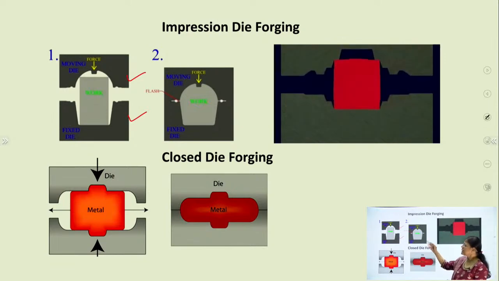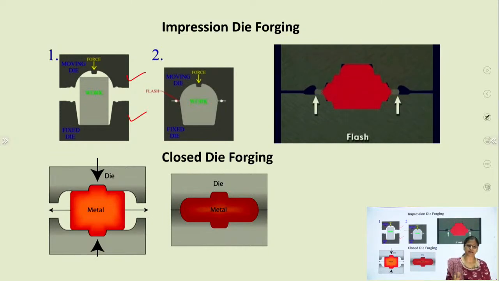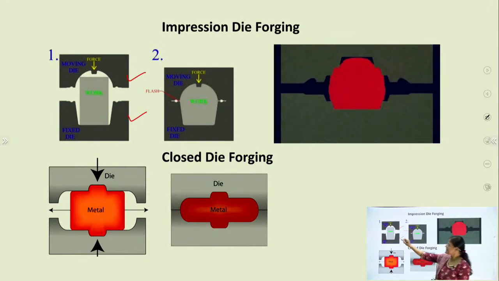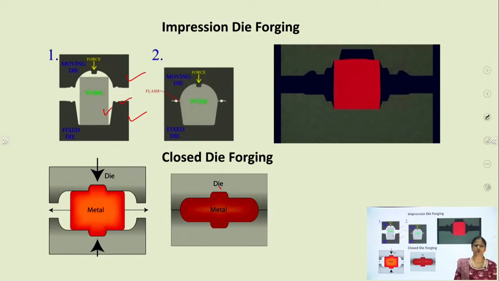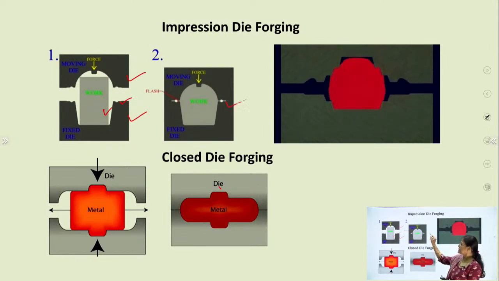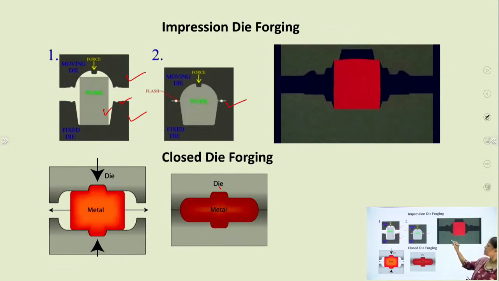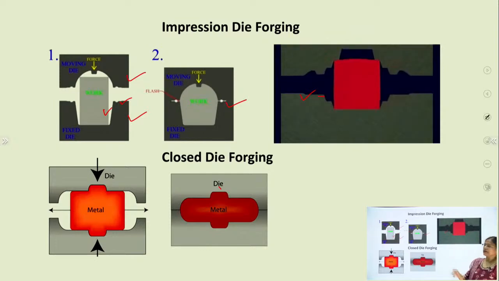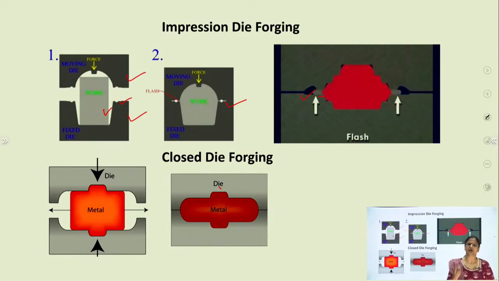So in impression die forging, an approximately calculated volume of material is used and is placed between the two die halves which have the cavity. This is the primary cavity and this is the secondary cavity. Some extra material during the forging operation comes into the secondary cavity as a flash. The extra material moves through the land. This space, the secondary cavity, is called the gutter, in which the extra material in the form of flash comes.